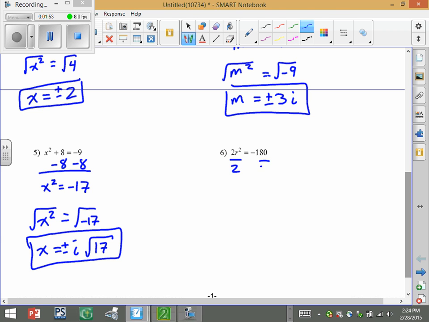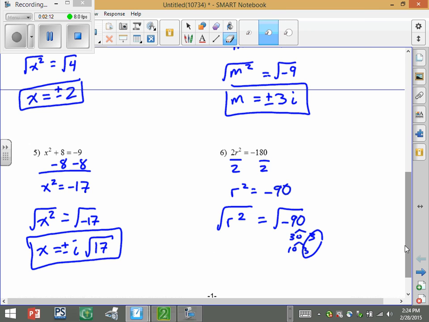Here, we have to divide by 2 on both sides, so r squared equals negative 90. Now it's time to take the square root of r squared, and so we also take the square root of negative 90. That'll turn into r. Now we just need to break this down. This will be, let's see, 30 times 3. We have 10 times 3, so we can pull out a 3.